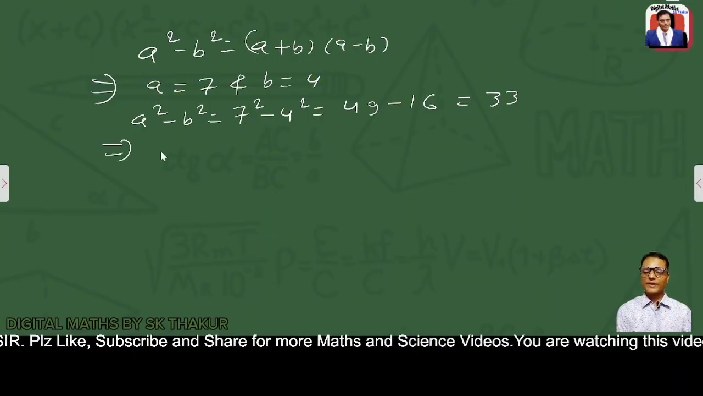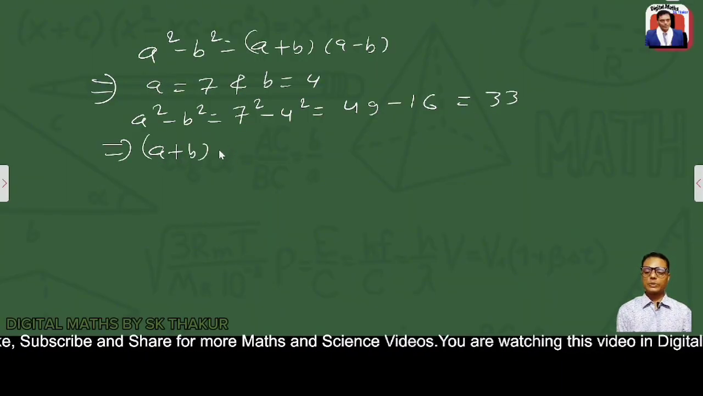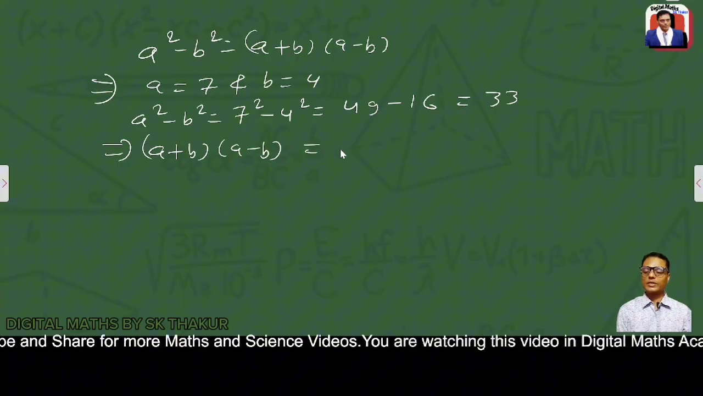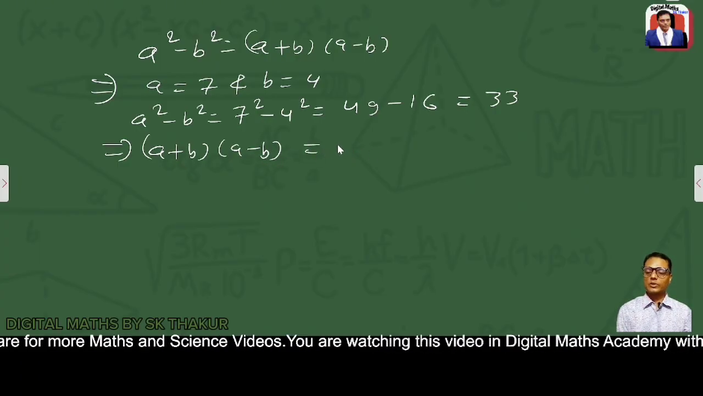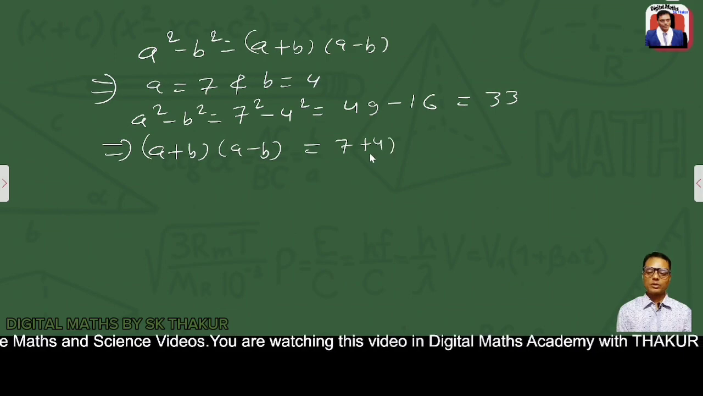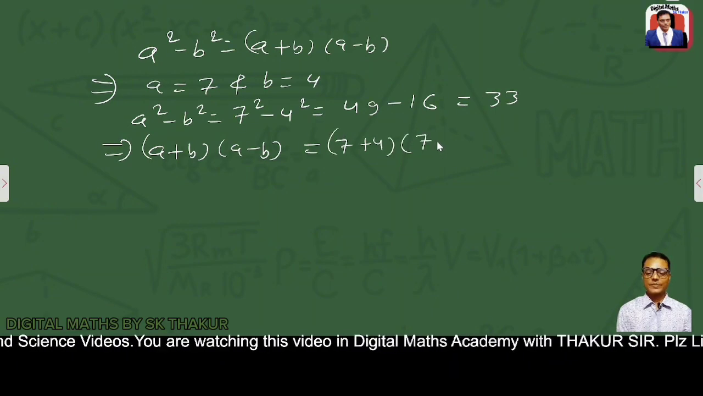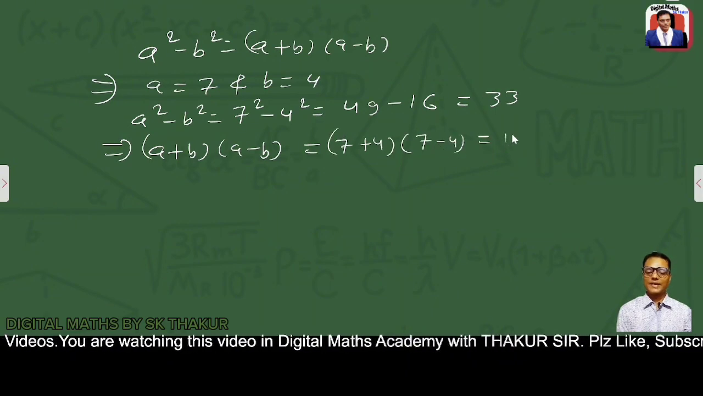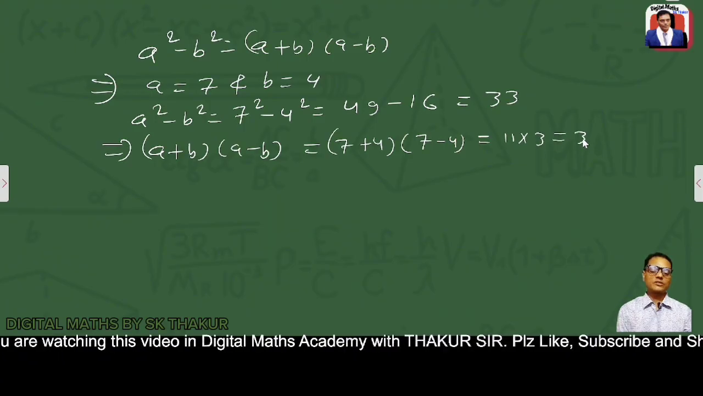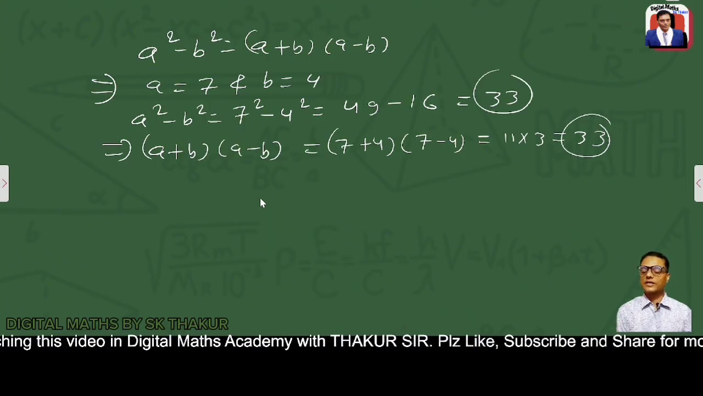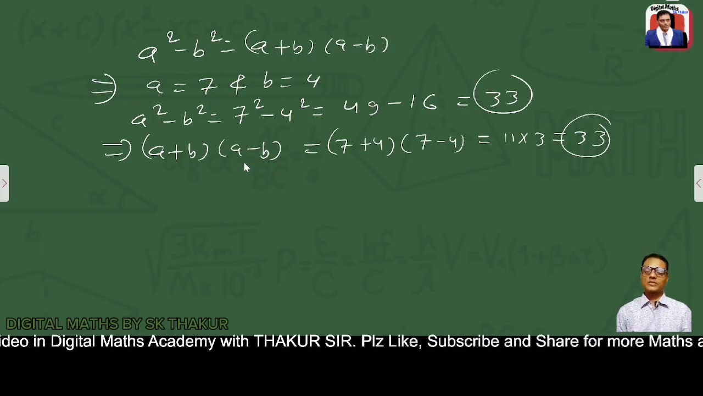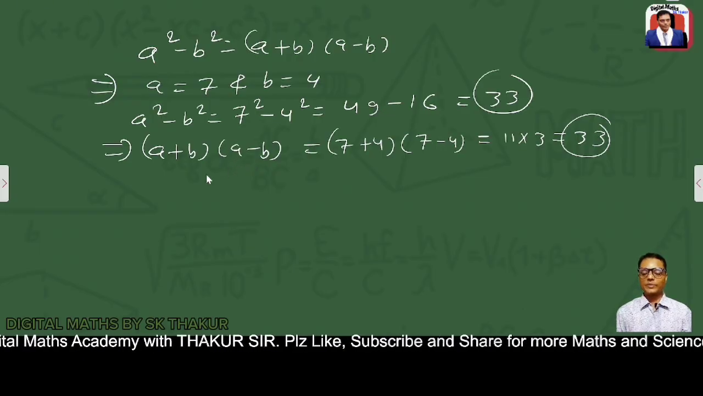Right hand side we have here (a plus b) into (a minus b), right? So we can say here a plus b equals to 7 plus 4, and a minus b, that is 7 minus 4, and that is 11 into 3, that also gives us 33, isn't it? So left hand side equals to right hand side. So such type of relations are true for all the values of a and b.